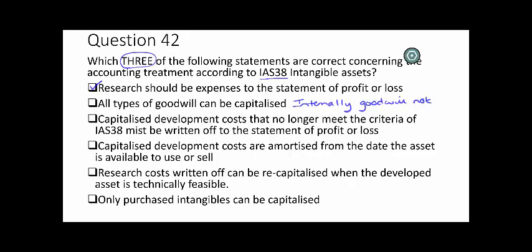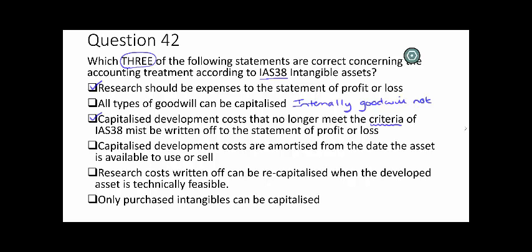The third one looks at capitalised development costs and says capitalised development costs that no longer meet the criteria must be written off. So in terms of our development costs, remember that there is a whole series of criteria for us to meet. If we meet those, we capitalise and recognise an asset. If there are any of those that we fail to meet, we write the expenditure off as an expense to the statement of profit or loss. So this one is correct.